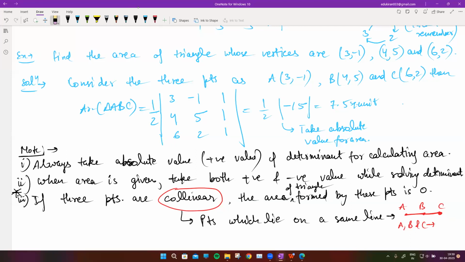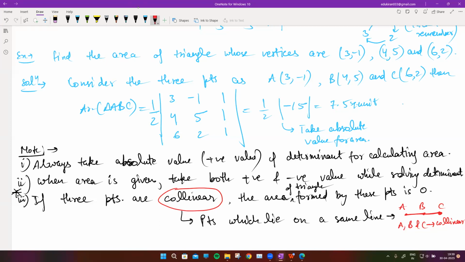If this is the case, we are saying that, let's say, you have to prove that these 3 points are collinear. If 3 points are collinear, they will not form a triangle. And in that case, we can show that the area of the triangle formed by these 3 points is actually 0. If the area is 0, it means there is no triangle, there is no area, right? And hence the points are collinear. So this will be the first application.